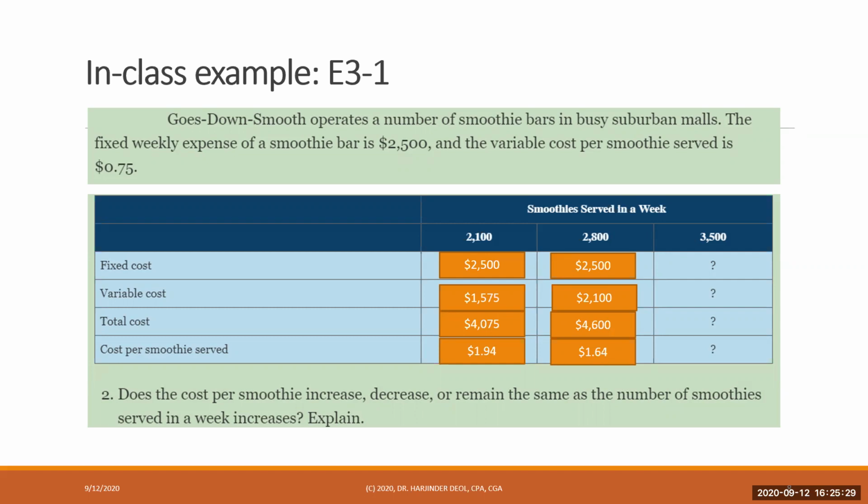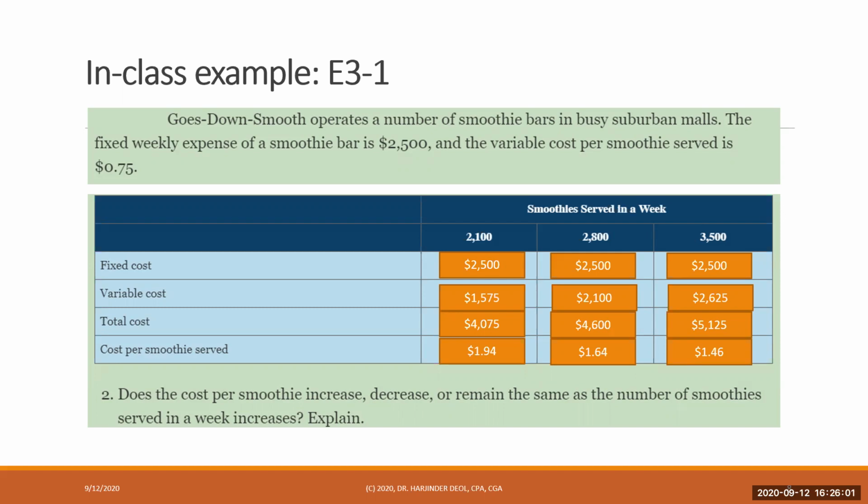We can also do the math at a 3,500 smoothie level. Fixed cost remains constant, $2,500. The variable cost now becomes 3,500 smoothies multiplied by 75 cents, or $2,625, giving us a total cost of $5,125. The average cost per smoothie served, as you could guess, falls even further to $1.46.